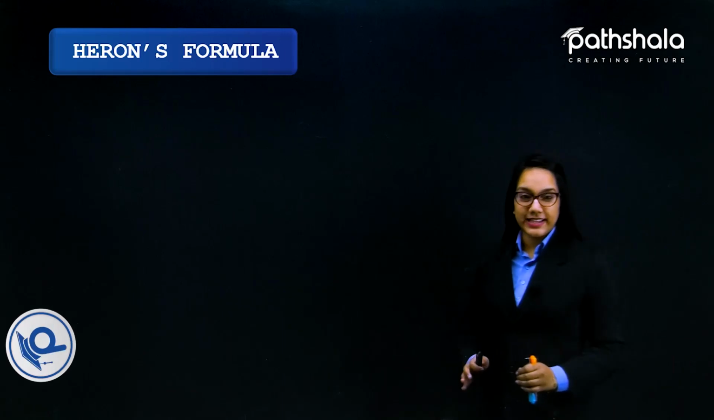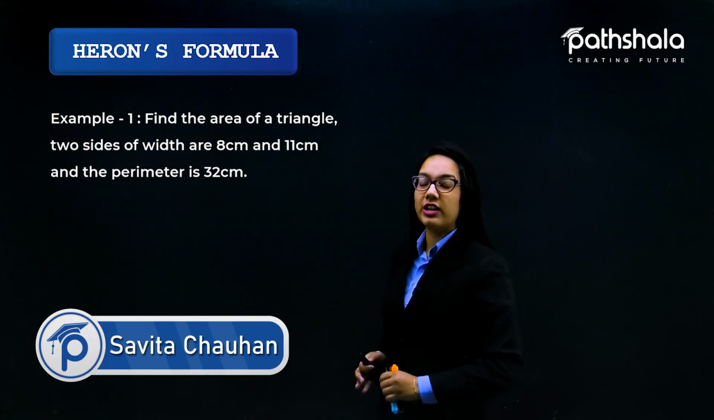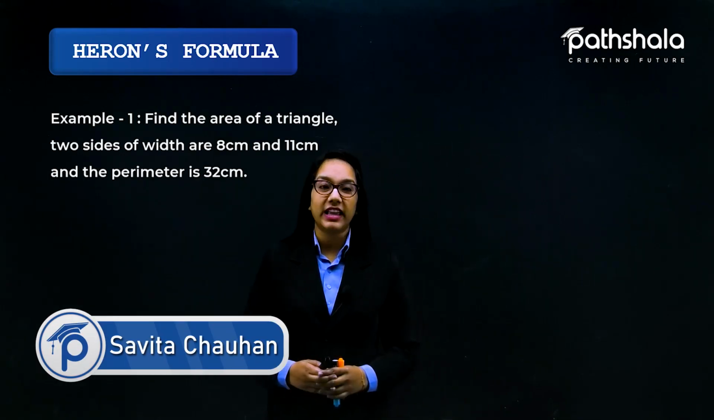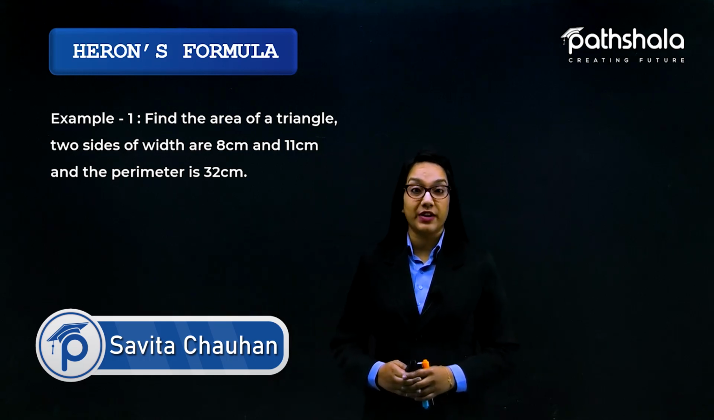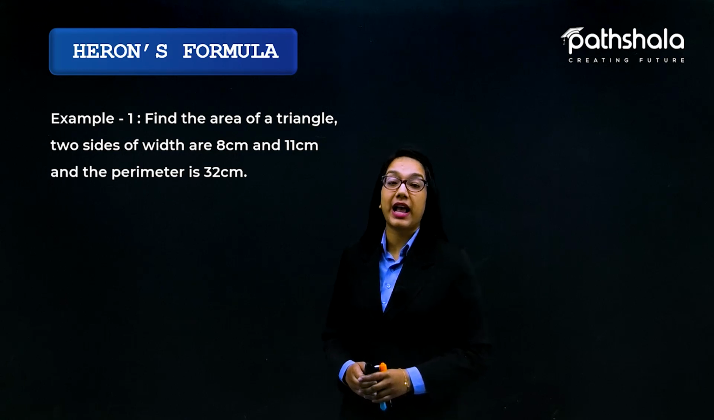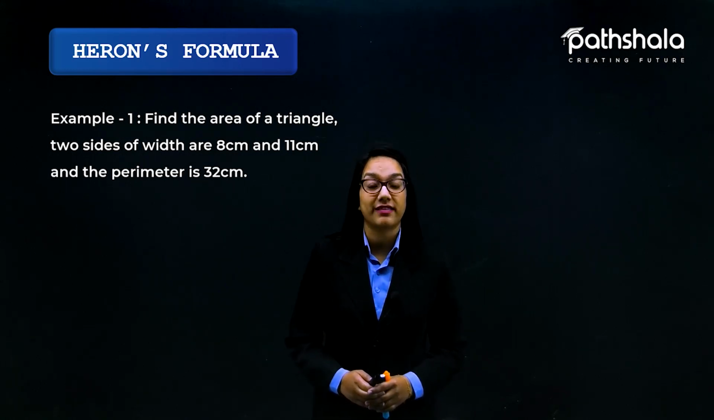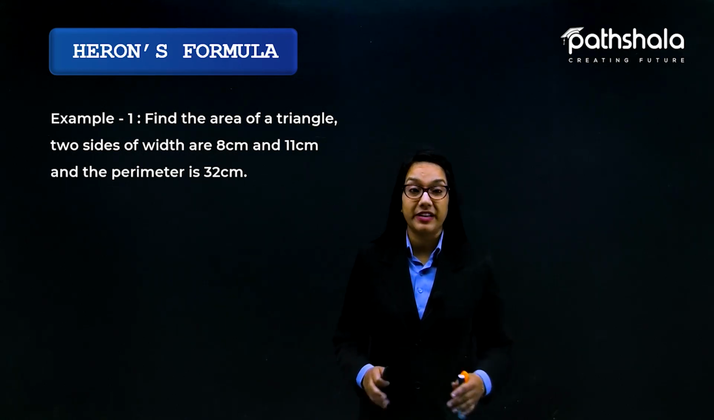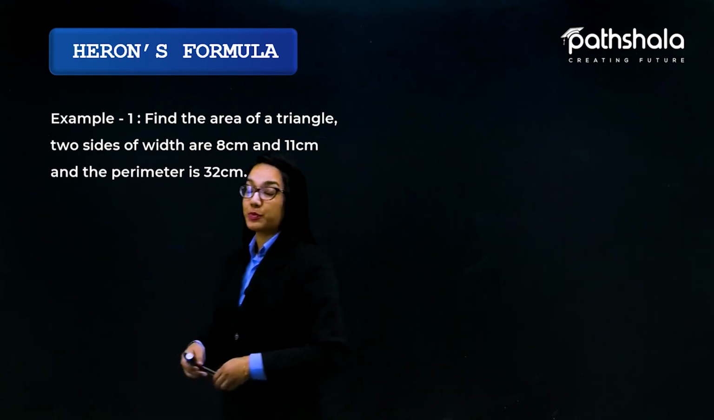So let's just see an example related to Heron's formula. Example number 1 says: find the area of a triangle. Two sides of the triangle are 8 centimeters and 11 centimeters, and the perimeter given to us is 32 centimeters. So let's find the area of this particular triangle.